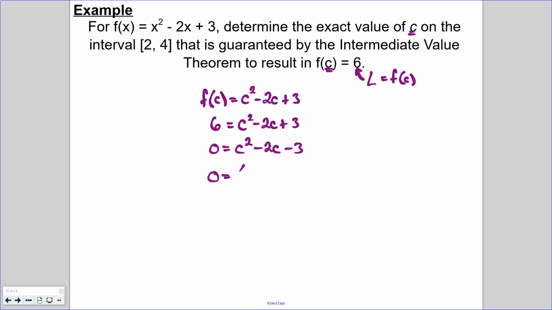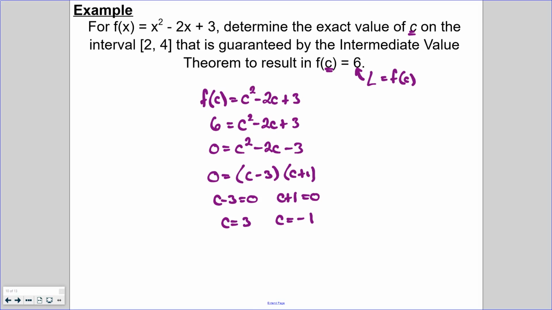We can then factor this to be c minus 3 times c plus 1. So that means c minus 3 is going to be 0 and c plus 1 is going to be 0, so therefore c is going to be 3, and c is going to be negative 1. And woo! We're done. We found the c values that work because, remember, the intermediate value theorem says there is at least one, and we have 2.